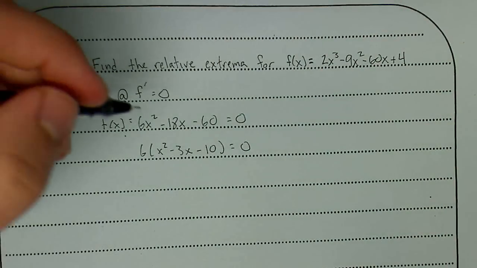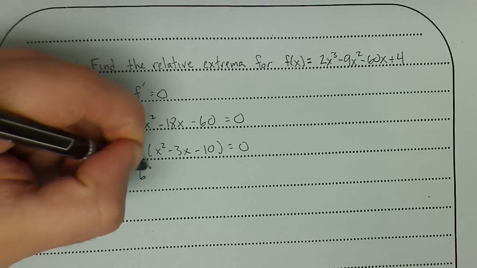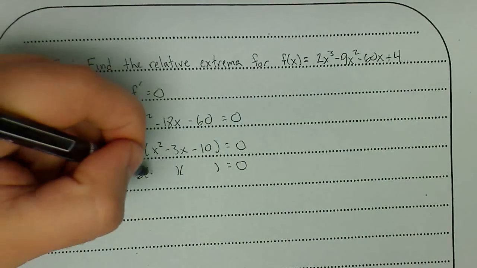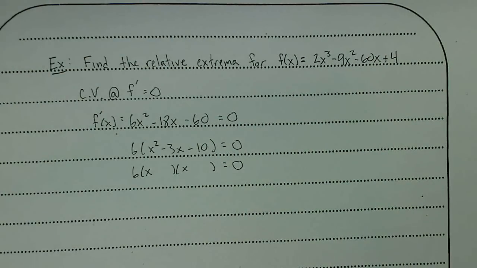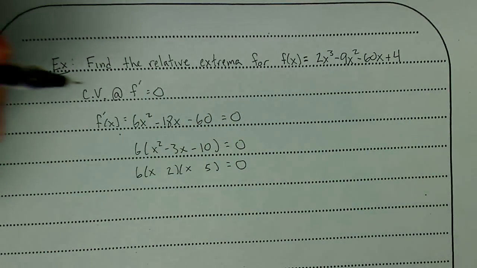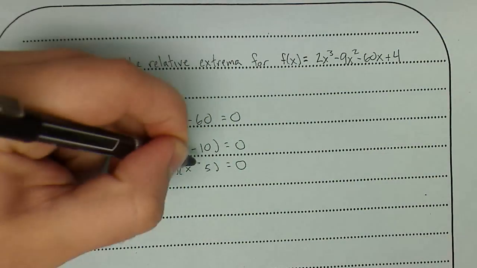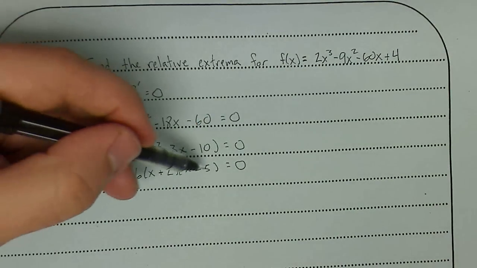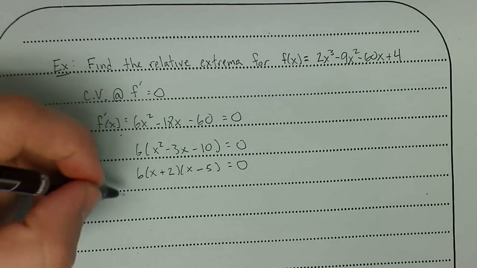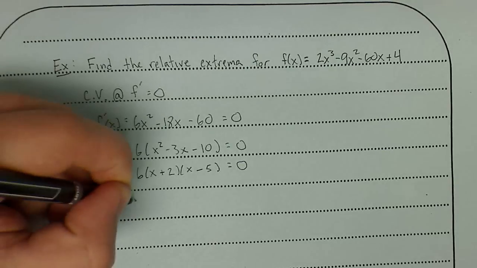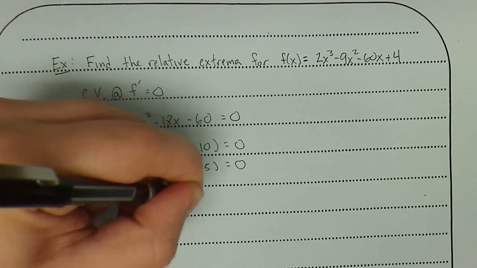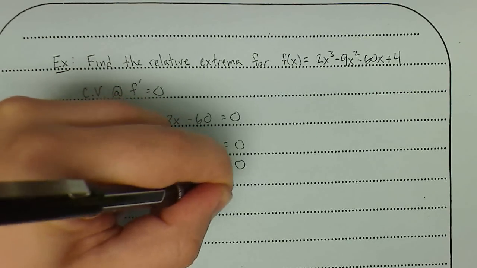So 6 is obviously not 0, so hopefully the quadratic is. And if it's nice, it'll factor pretty easily. x and x, probably a 2 and a 5. But I'll need a plus and a minus, probably a plus 2 and a minus 5. Leaves us with a sum of -3 and a product of -10. So I found them. I've got the critical values at x equals -2 and x equals 5.